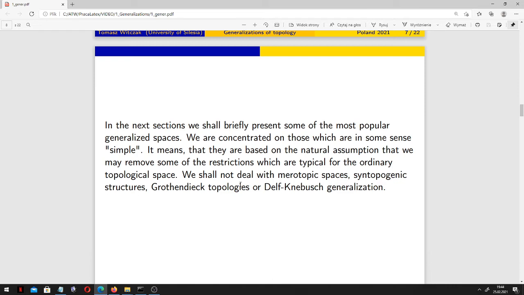In the next sections, we shall briefly present some of the most popular generalized spaces. We are concentrated on those which are in some sense simple. It means that they are based on the natural assumption that we may remove some of the restrictions which are typical for the ordinary topological space. However, we shall not deal with merotopic spaces, syntopogenous structures, Grothendieck topologies, or the Deleanu-Knebusch generalization.